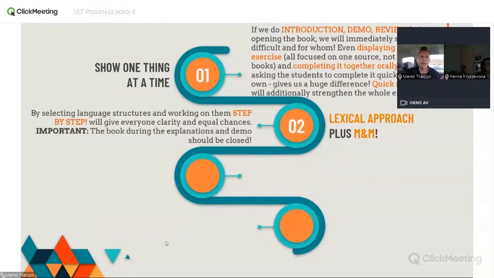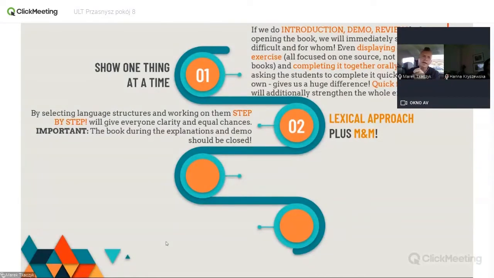Lexical Approach plus M&M. M&M is modeling and monitoring. That's the basic tool that is very important here, where we give the model to the students, we use it for ourselves. I usually do quite a lot of talking there when I start. I explain that you're going to hear something about me, and this is the sentence, what do you think it means? And then I explain it, and we talk about it. And then students use the same model to talk about themselves.